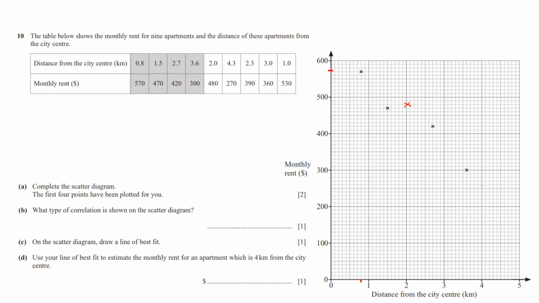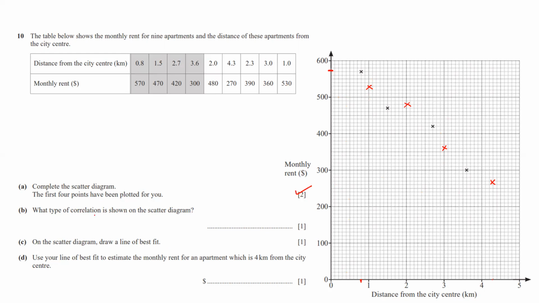250, 60, and 70. So somewhere here. Then 3 and 360. So 3 and 300, 350, 360 here, and then 1 kilometer and 530. 1 kilometer and 500. Something like this. So this will be your scatter plot. So once you plot all these points, you have done it.